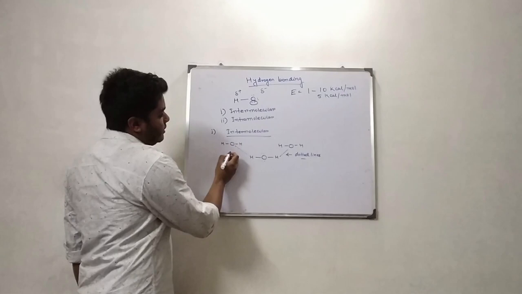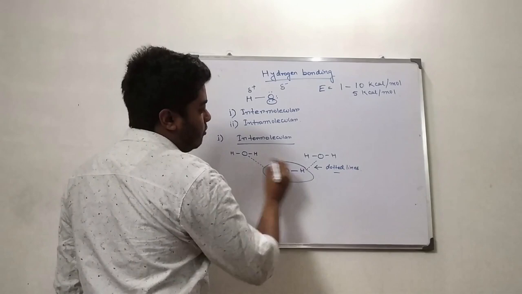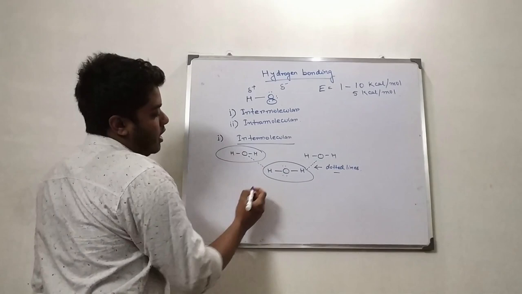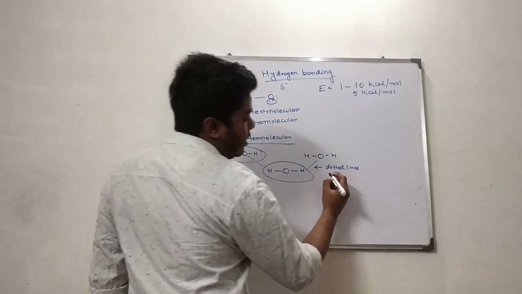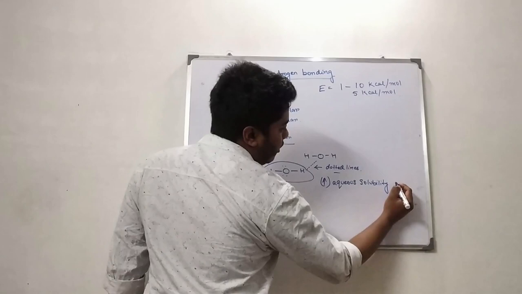So we can see here that different molecules of water are associating with hydrogen bonds. This molecule is associated through hydrogen bonding. Thus, it associates more than one H2O molecule and it results in increasing aqueous solubility; the tendency is increased.